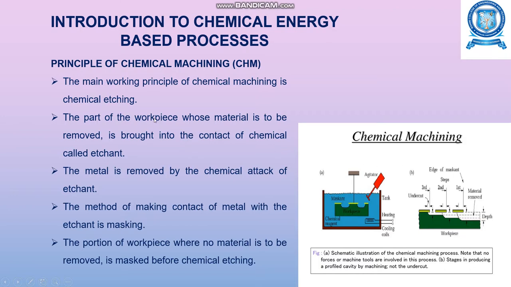The part of the workpiece whose material is to be removed is brought into contact with the chemical called etchant, which is kept inside a tank, and the metal is removed by the chemical attack of this etchant solution. The method of controlling this contact of metal with the etchant is masking. The portion of the workpiece where no material is to be removed is masked before chemical etching.